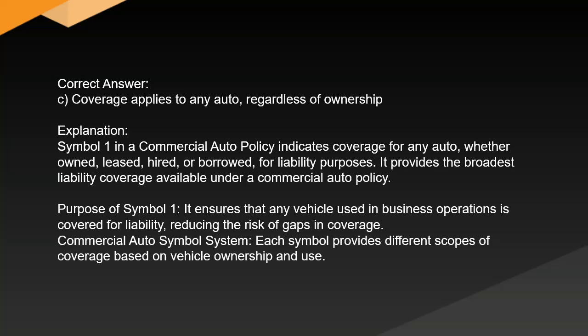Explanation. Symbol 1 in a commercial auto policy indicates coverage for any auto, whether owned, leased, hired, or borrowed, for liability purposes. It provides the broadest liability coverage available under a commercial auto policy. Purpose of Symbol 1. It ensures that any vehicle used in business operations is covered for liability, reducing the risk of gaps in coverage. Commercial auto symbol system. Each symbol provides different scopes of coverage based on vehicle ownership and use.